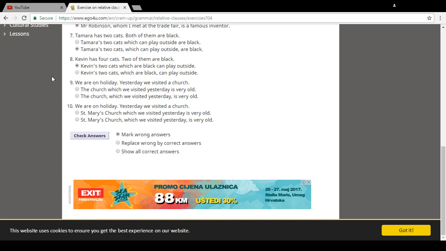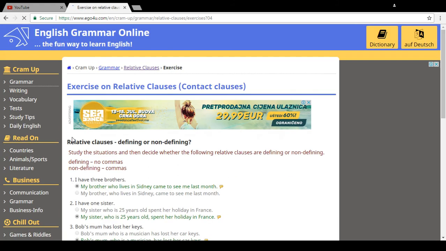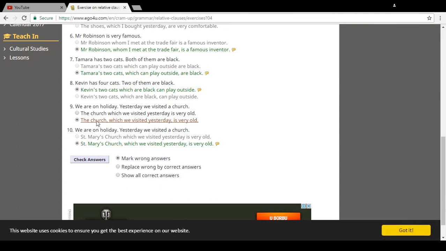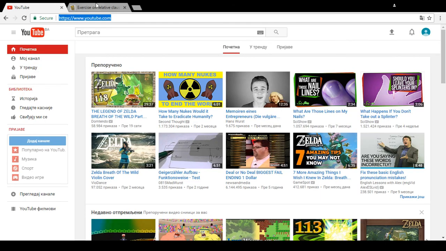We are on holiday. Yesterday we visited the church. Znači, na godišnjem smo odmoru, jučer smo posjetili crkvu. The church which we visited yesterday is very old. Ovo je već rečeno, znači, we are on holiday, yesterday we visited the church. Ovdje je neophodno. Sad čekamo. I ovdje smo napravili jednu grešku. The church which we visited yesterday is very old. Dakle, moramo je definisati, znači nije baš tako da se podrazumijeva.